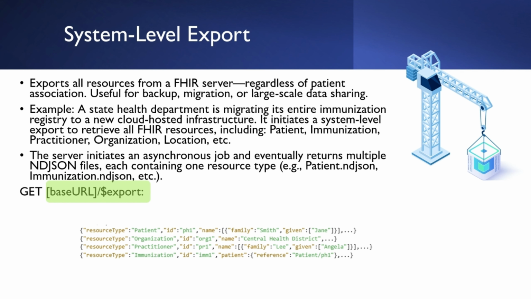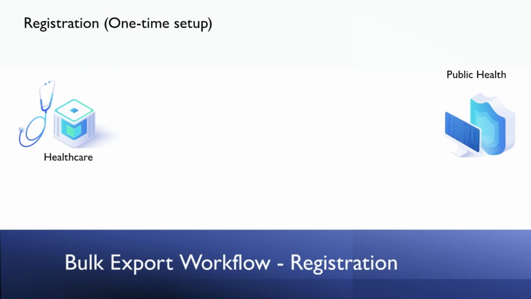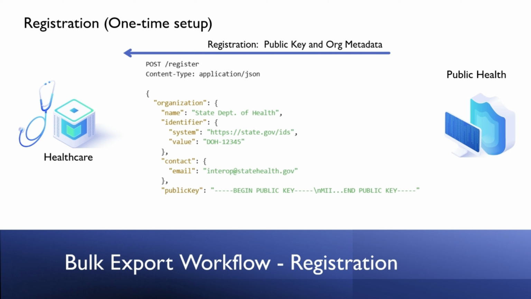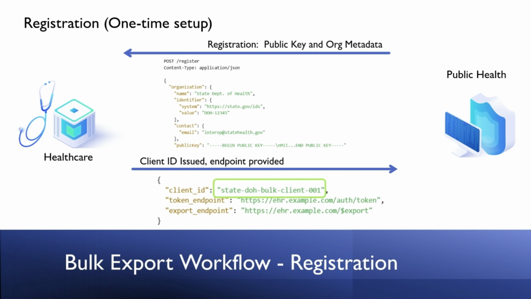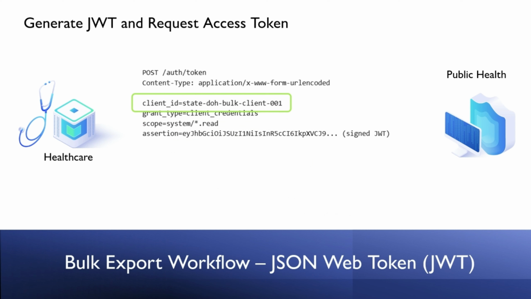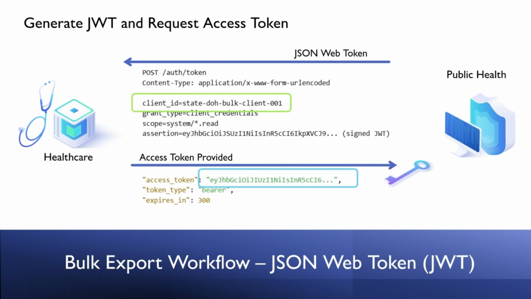integration costs. The bulk FHIR export process follows a clear, repeatable workflow. Before any data is exchanged, public health clients must register with the data provider. This is a one-time process that includes submitting a public key and organizational metadata. In return, the FHIR server issues a client ID and endpoint information. Bulk FHIR uses SMART Backend Services for secure, system-to-system authentication. The client generates a short-lived JSON Web Token, or JWT, signed with its private key and exchanges it for an access token from the authorization server.